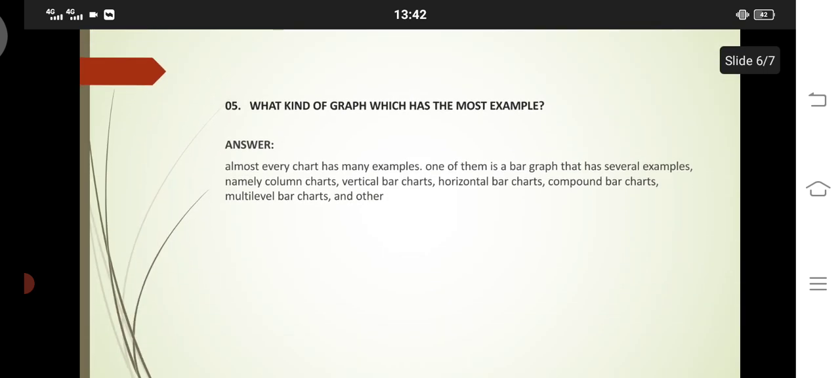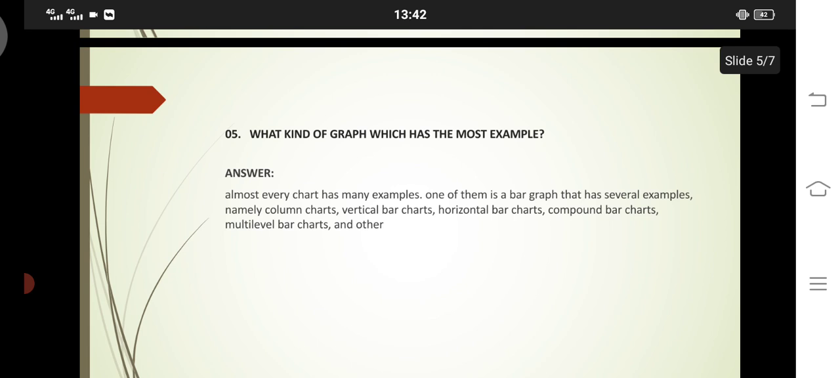Number 5. What kind of graph has the most examples? Answer. Almost every chart has many examples. One of them is a bar graph that has several examples, namely column chart, vertical bar chart, horizontal bar chart, compound bar chart, multi-level bar chart, and others.